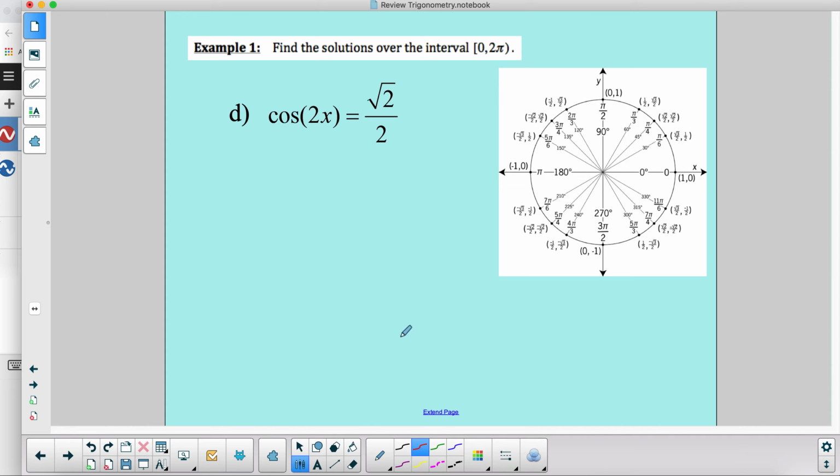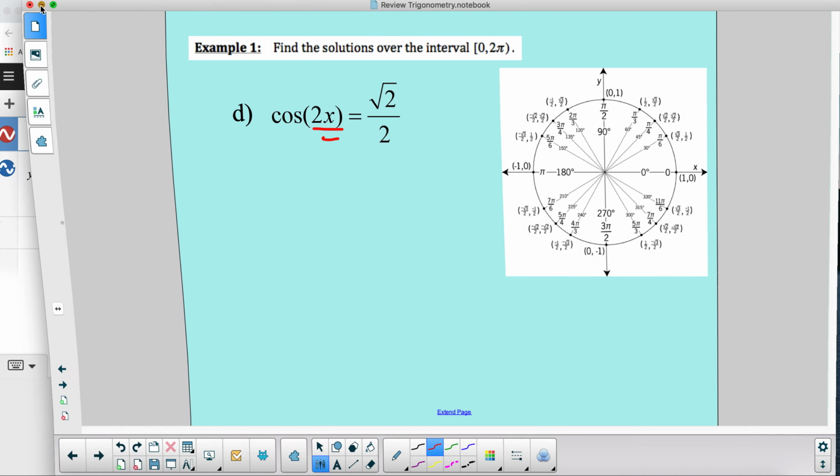Hello, and let's go ahead and go through our last trig equation example. So we have cosine of 2x equals square root of 2 over 2. This one is a little different because we have cosine of 2x, so it's a double angle formula. One way we can handle this is to think graphically about what cosine of 2x looks like.